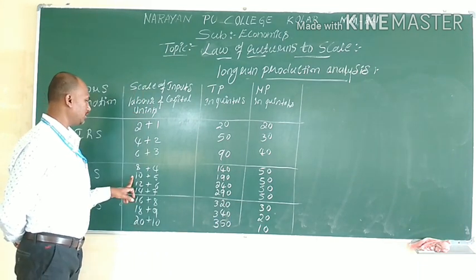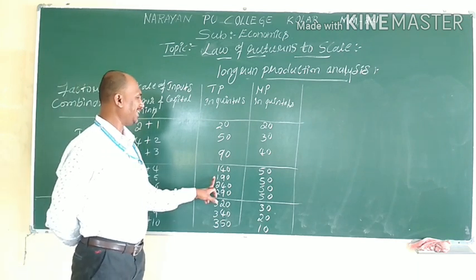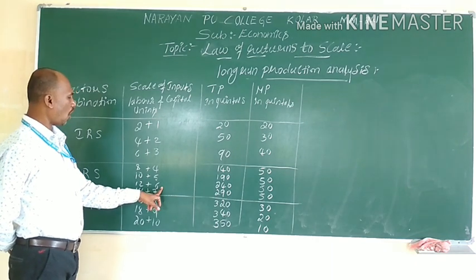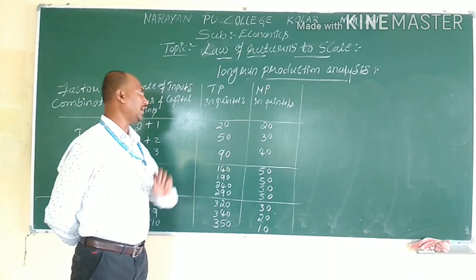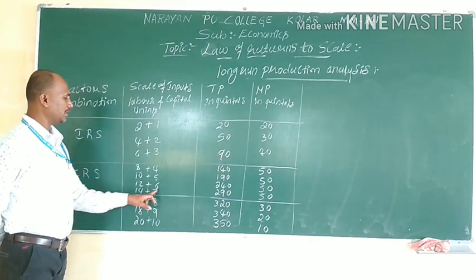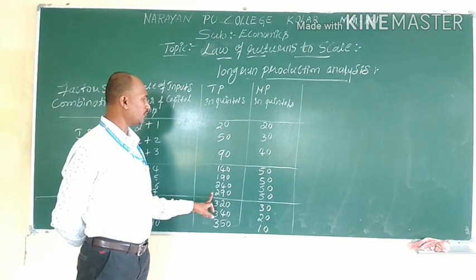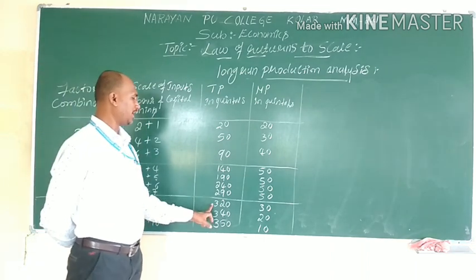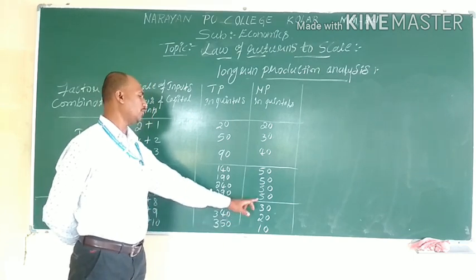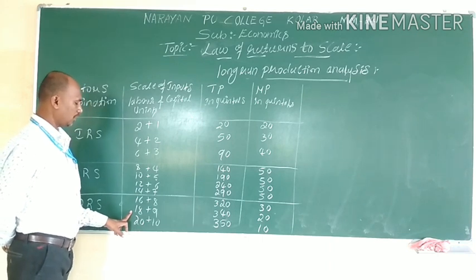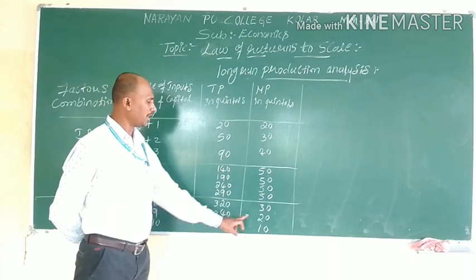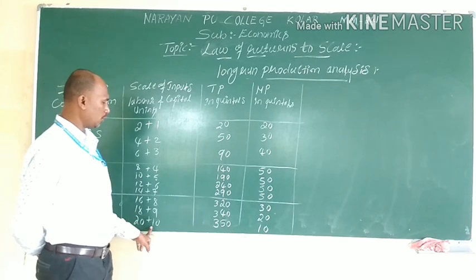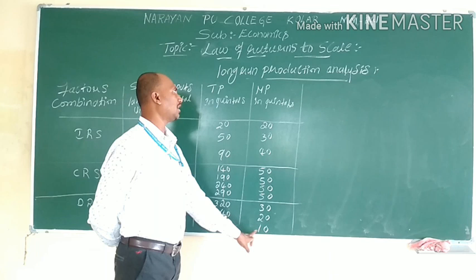of marginal product. 10 units of labor, 5 units of capital produce 190 quintals of TP and 50 quintals of marginal product. 12 units of labor, 6 units of capital produce 240 quintals of total product, 50 quintals of marginal product. 14 units of labor, 7 units of capital produce 290 quintals of total product, 50 units of marginal product. 16 units of labor, 8 units of capital produce 320 quintals of total product and 30 quintals of marginal product. 18 units of labor, 9 units of capital produce 340 quintals of total product, 20 quintals of marginal product. 20 units of labor, 10 units of capital produce 350 quintals of total product, 10 quintals of marginal product.